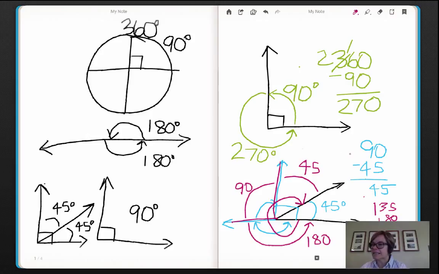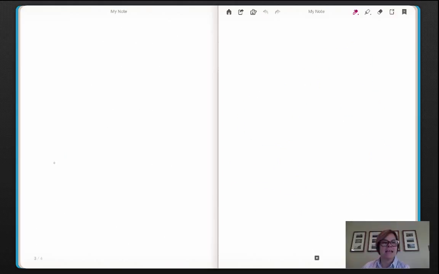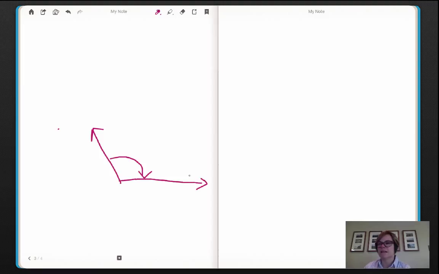All right, let's give you a chance to practice on an angle. Okay, so here is an angle that I would like you to estimate. Go ahead and pause the video. Remember what we know: 360, 90 degrees, 45 degrees, 180 is a straight angle. Okay, go ahead and pause the video and give it a go.